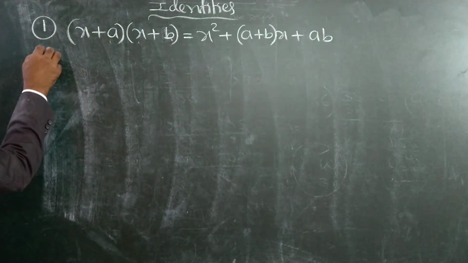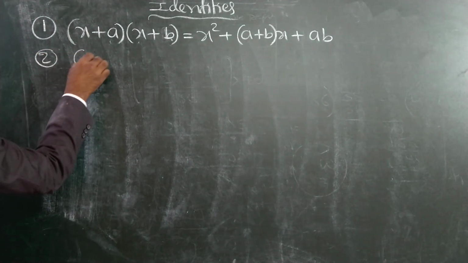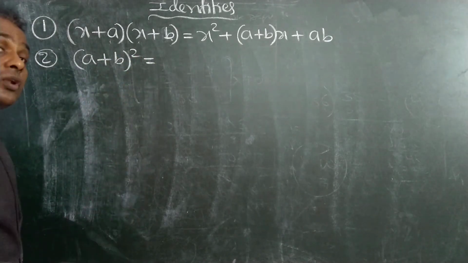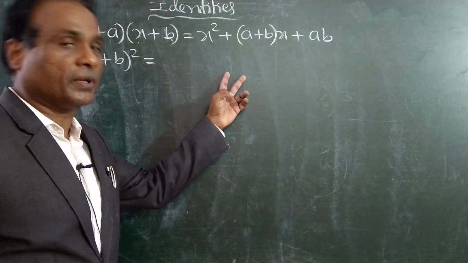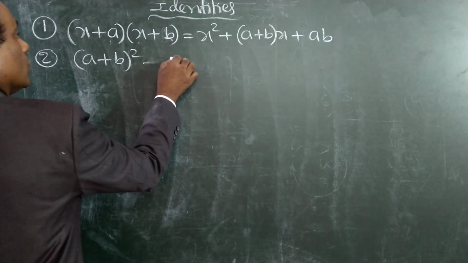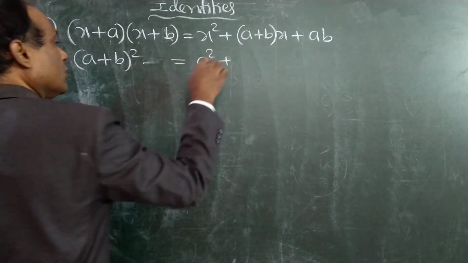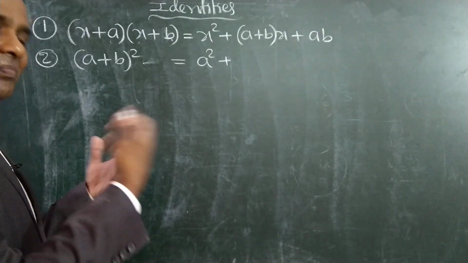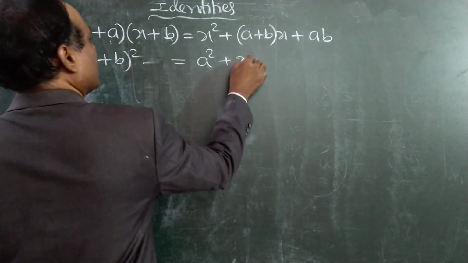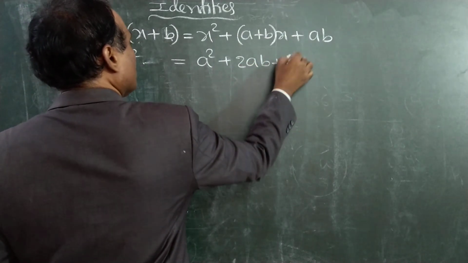We can also call it an identity. Then I explained you the second formula: (a plus b) whole square means (a plus b) into (a plus b). If you multiply those two, do it compulsorily. If you don't remember the formula, you can prepare it, you can derive it. (a plus b) whole square is a square plus 2ab plus b square.